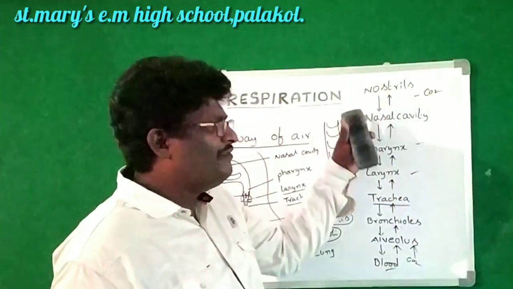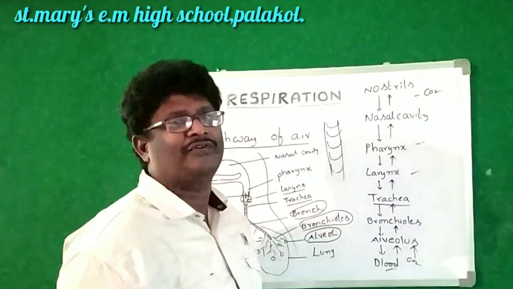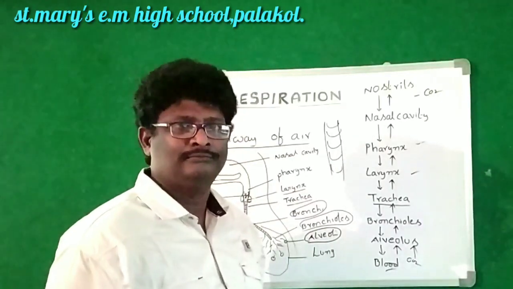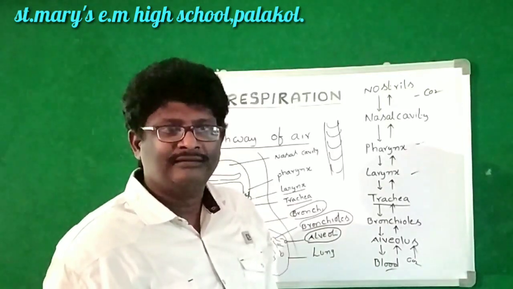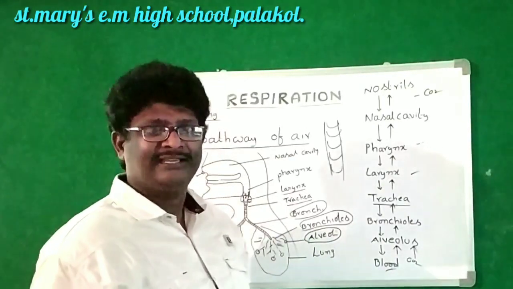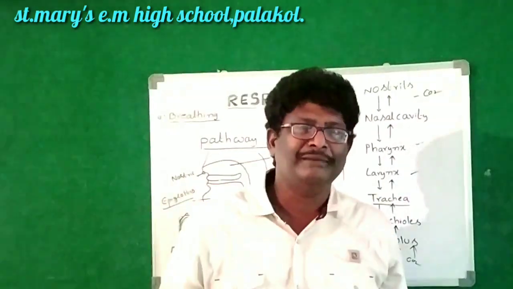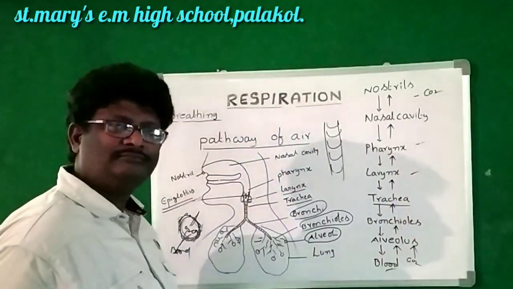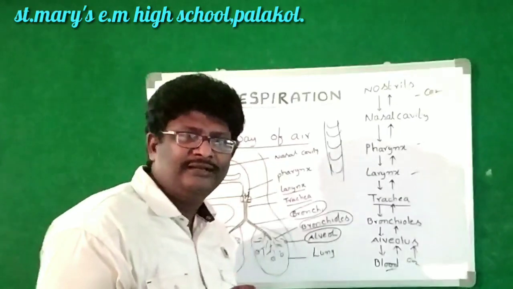But each and every part of our respiratory system is having a specific function. The most important part, what is that? Pharynx. Because here an additional important part is located. That part is called epiglottis. This epiglottis is the director for movement of food and air.